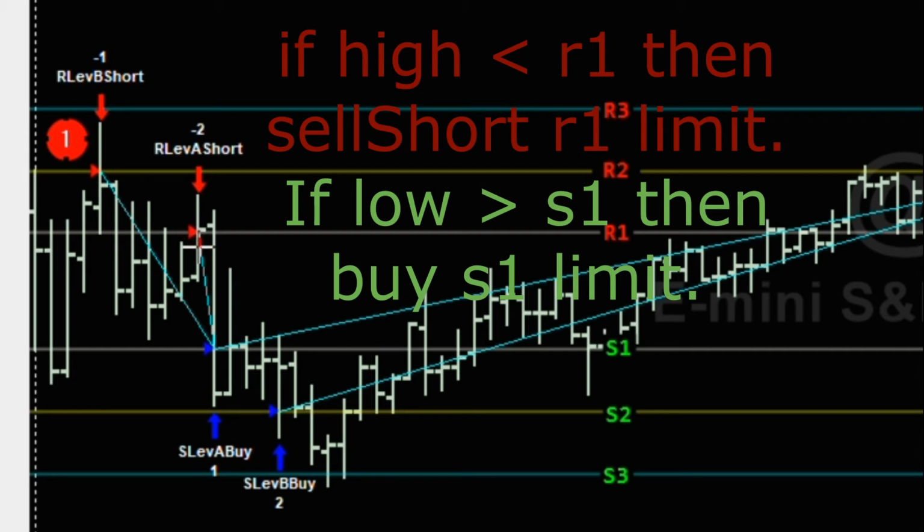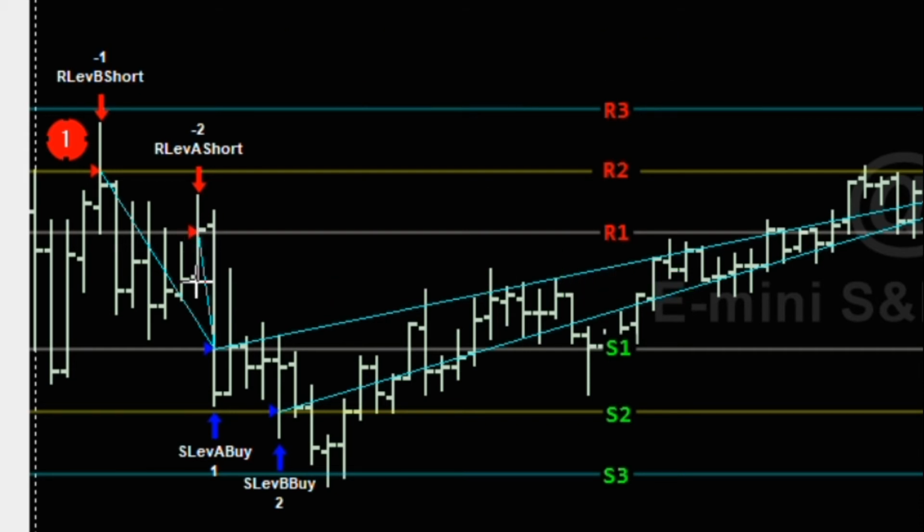So the market goes down here, and then I say, okay, I need a low to be above my support levels to go long. And that low is above my support point, support 1. So I can put a limit order in at this level, S1, to buy. And on the very next bar, it does it. So we cover the first order, the first short entry. We cover the second short entry right here.